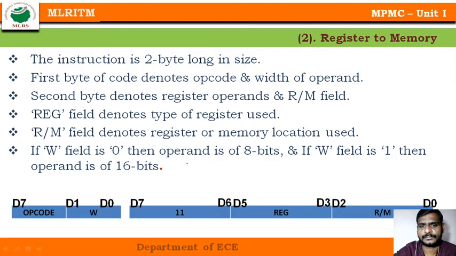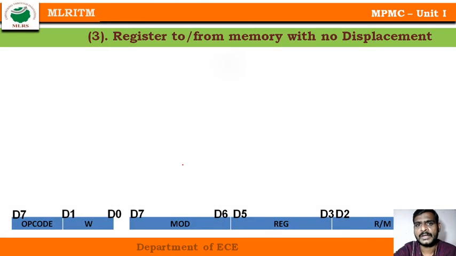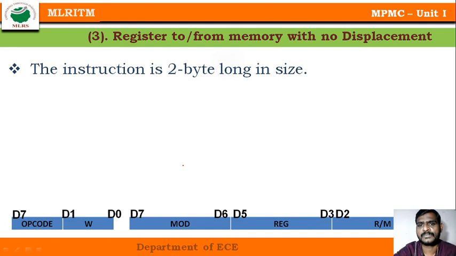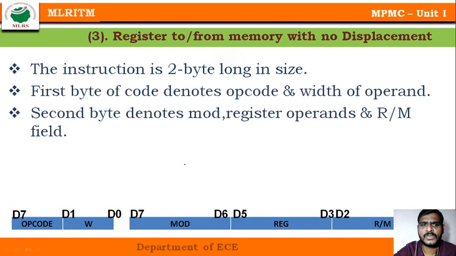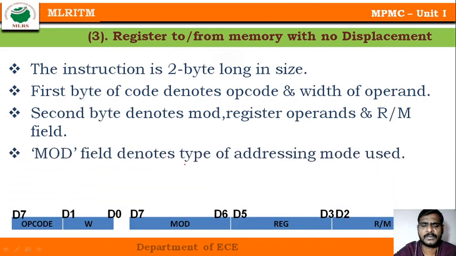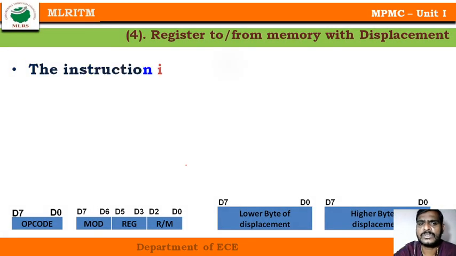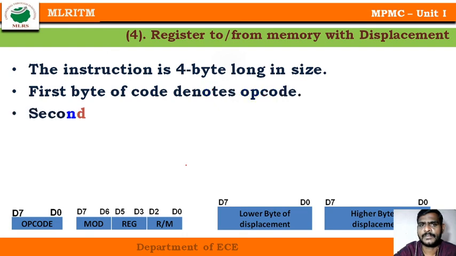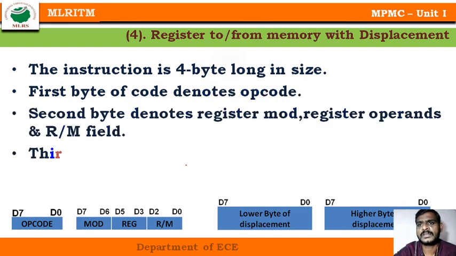So that is about register to the memory. Then register to the memory with some displacement. What is the difference between the previous one and here? It is the same thing we discussed earlier, the mod type of addressing, but here we are using some displacement.